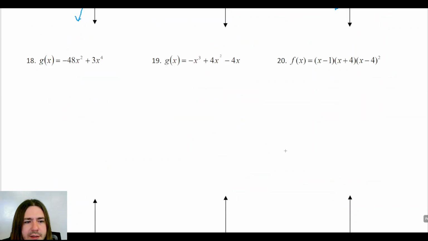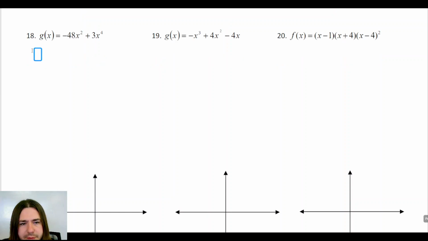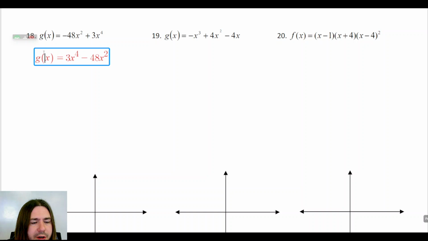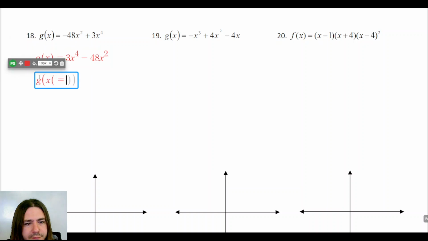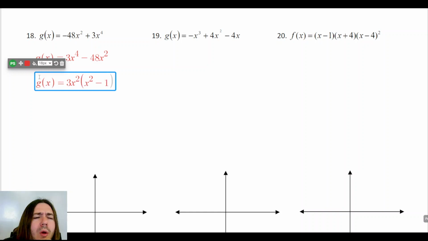All right, number 18. This one's not factored, so let's go ahead and factor that if we can. So g of x is going to equal, let's see, can we take a 3 out of there? First, before I even go there, I'm going to write this in standard form so I don't have to do two things in one step here. It looks like we can factor out a 3, and to be more specific, a 3x squared. When we factor out that 3x squared, we get x squared minus 48 divided by 3, which is 16. Does that seem right? 3 times 6 is 18, yeah.